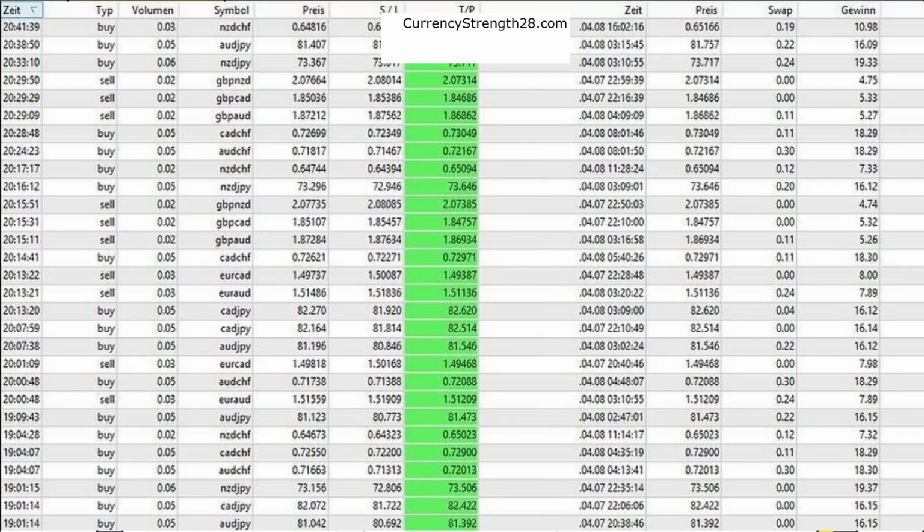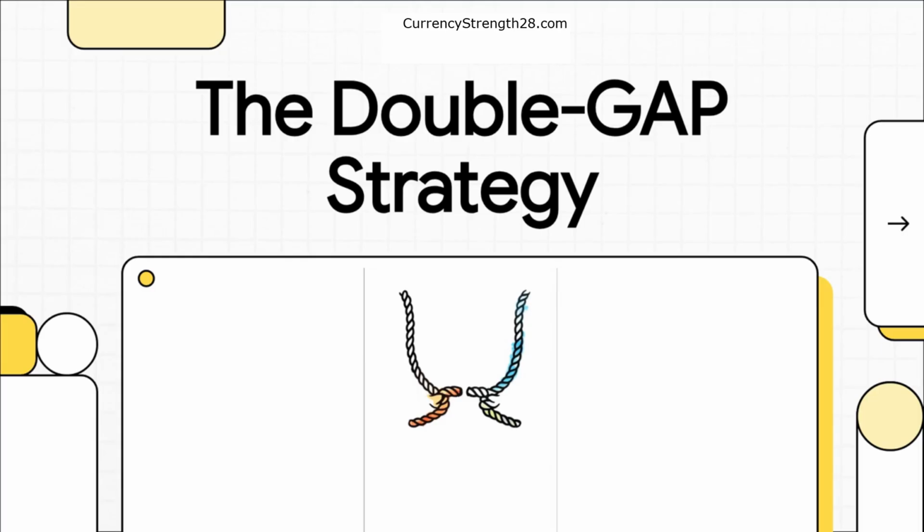Hey everyone, let's talk about how to really cut through all the noise in Forex trading. Today, we're going to break down a very systematic, rule-based method known as the double gap strategy. Seriously, it's designed to give you a clear edge by completely changing how you look at the market. You ready for this? Let's dive in.